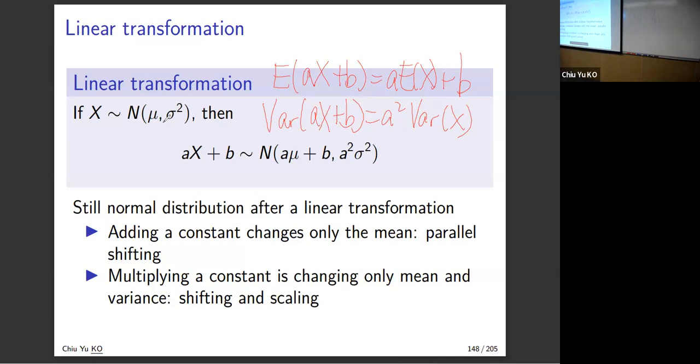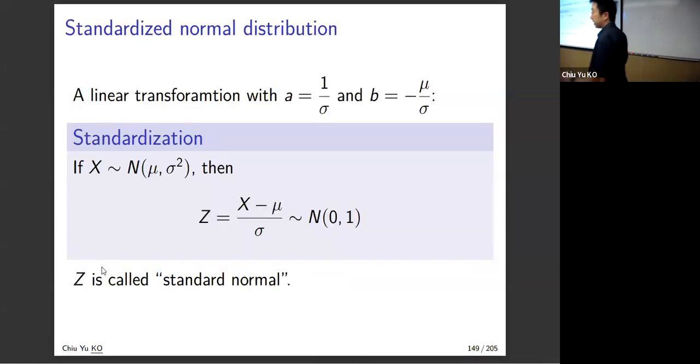Can I move to the next slide? The reason why this is important is what we call standardization, the Z score, or the Z. For normal, you have many different mu and different sigma square, so there are many bell curves you can imagine. But do we need to worry about that? No, for normal. Because if we set A as 1 over sigma and B as mu over sigma, we can always transform it to normal (0,1).